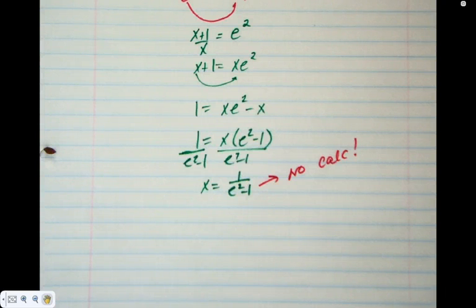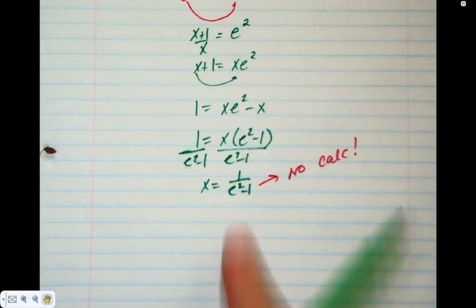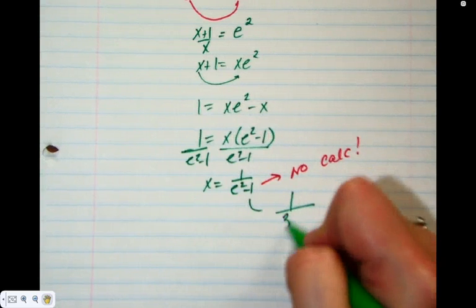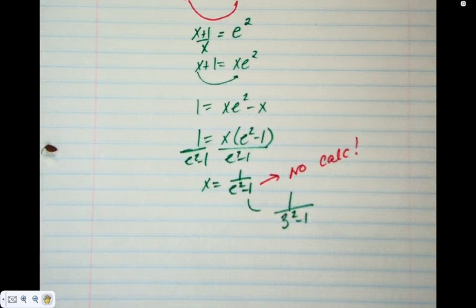That's only step 4 of a log equation. What's step 5? We have to check it. So in our head, we can approximate what the number's going to be. So we know this is 1 over almost 3 squared minus 1. Why do I say almost 3 squared? 2.7, right? It's going to be around there.